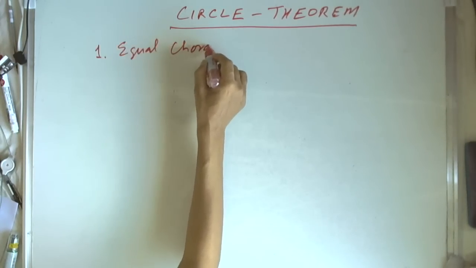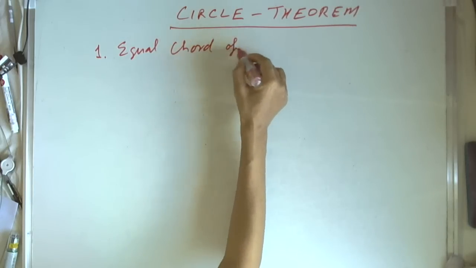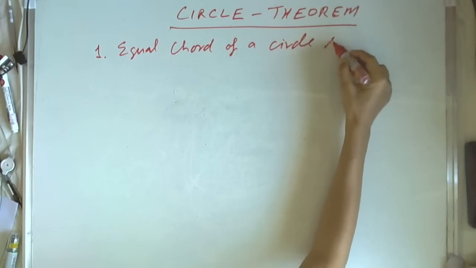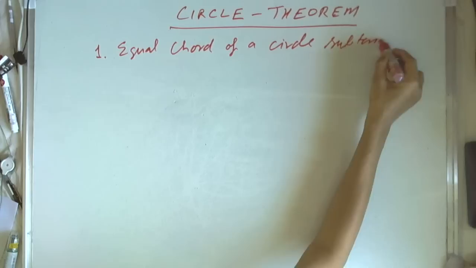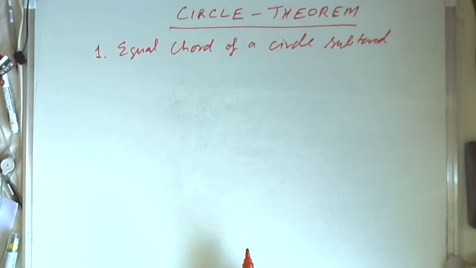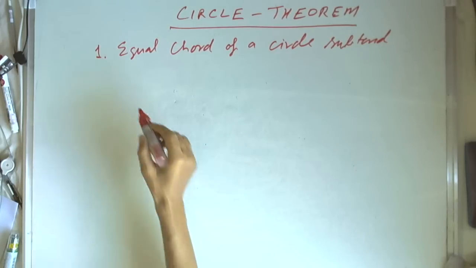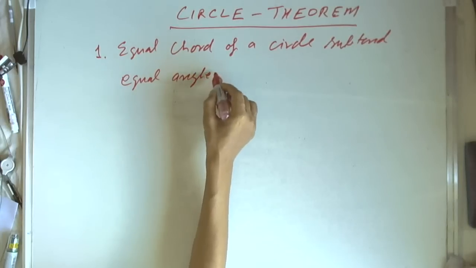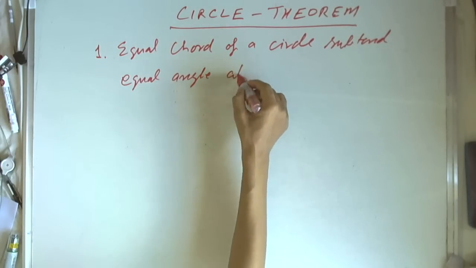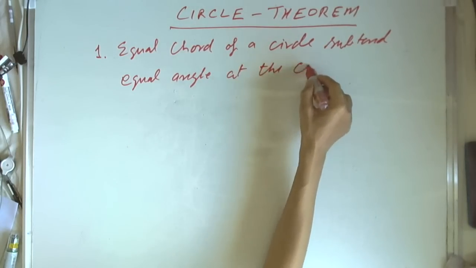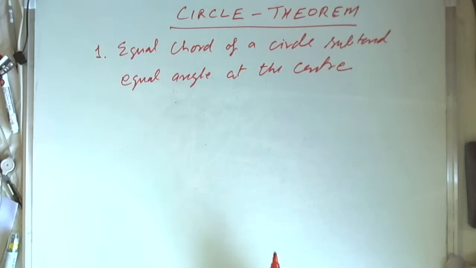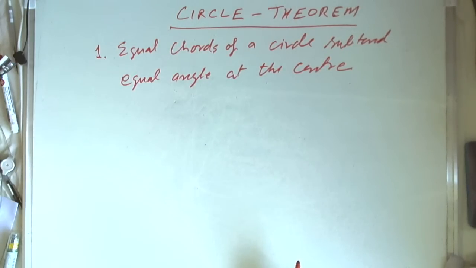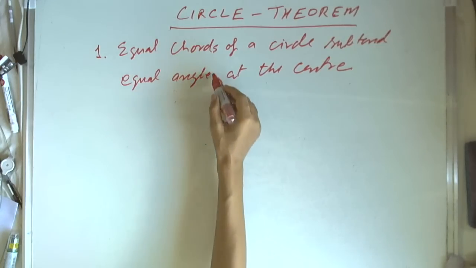Equal chords of a circle subtend equal angles at the center. So equal chords of a circle subtend equal angles at the center.